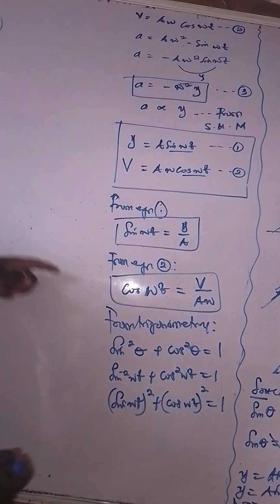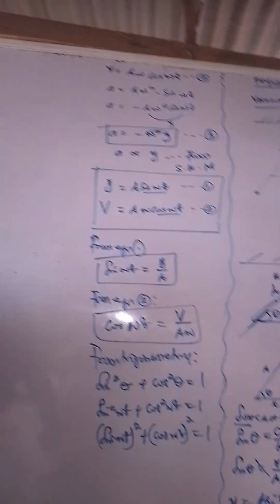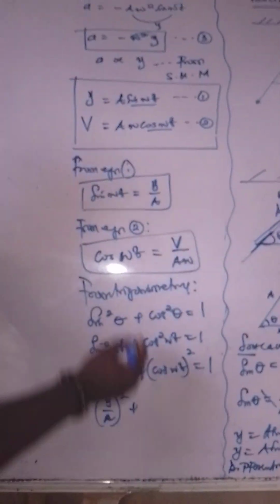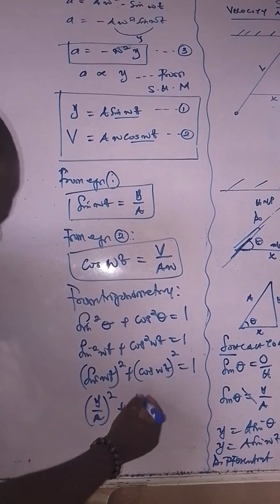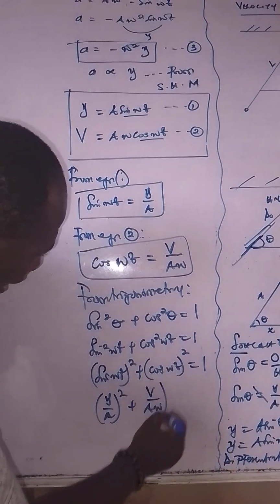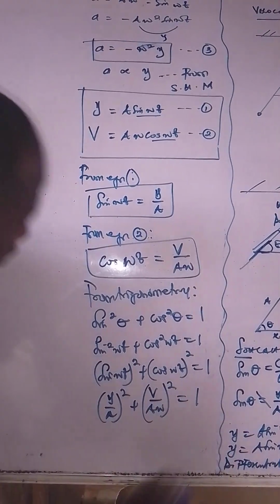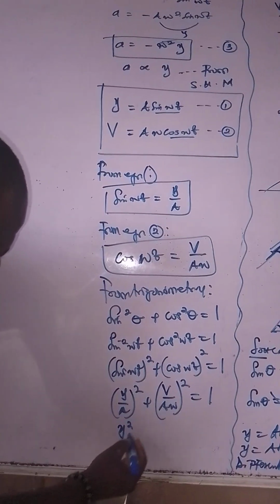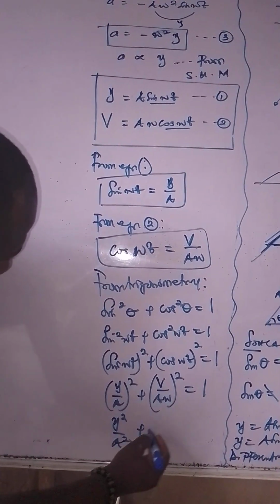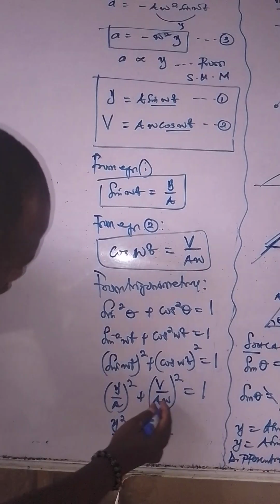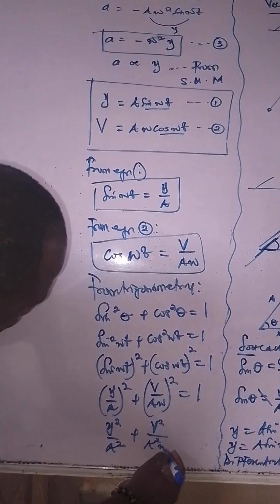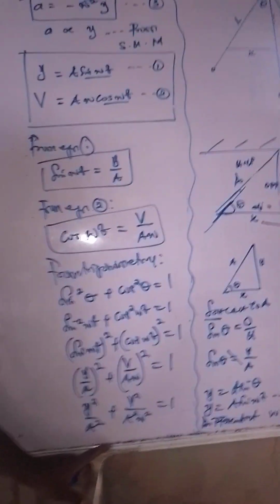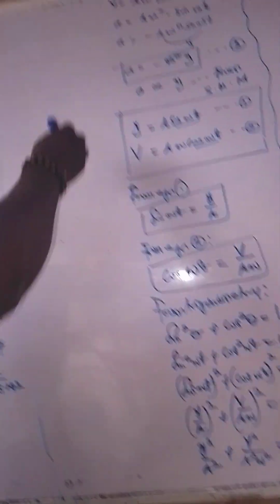What's our sine omega t? Remember it's y over A. So we have y over A all squared. What's our cos omega t? It's v over A omega, all squared, equals 1. So this square is for both of them. We have y squared over A squared plus v squared over A squared omega squared equals 1. The next thing after this is to find the LCM.